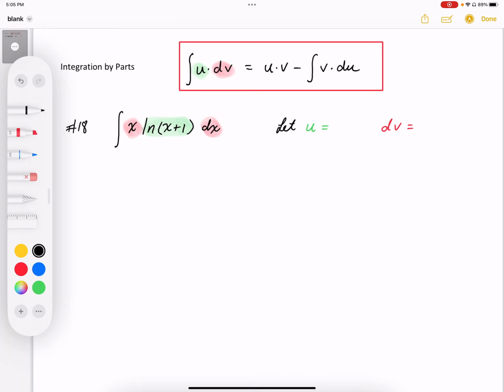Number 18, we can see that we have multiplication. We can see that this is not going to work with substitution, nor is this a known integral. So we're going to try to apply integration by parts.